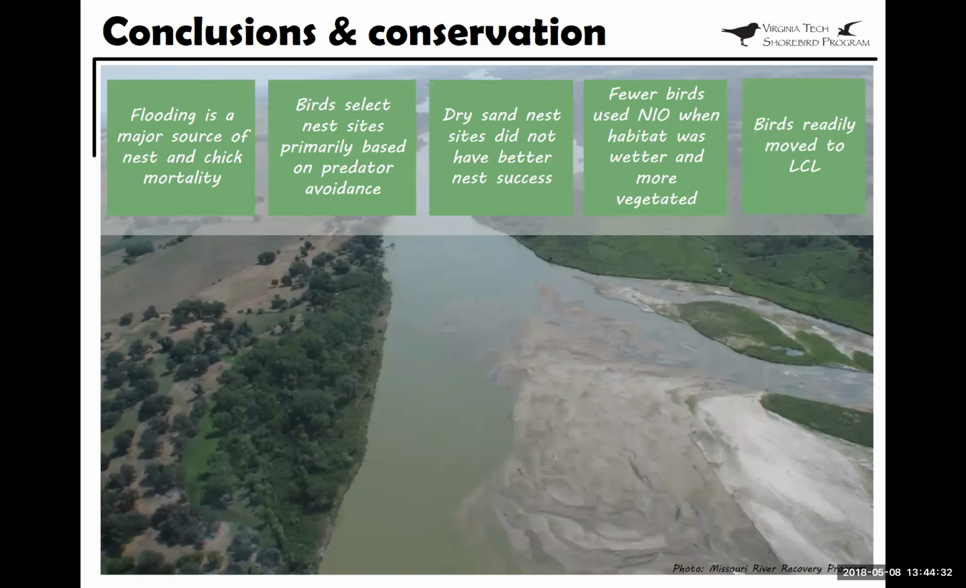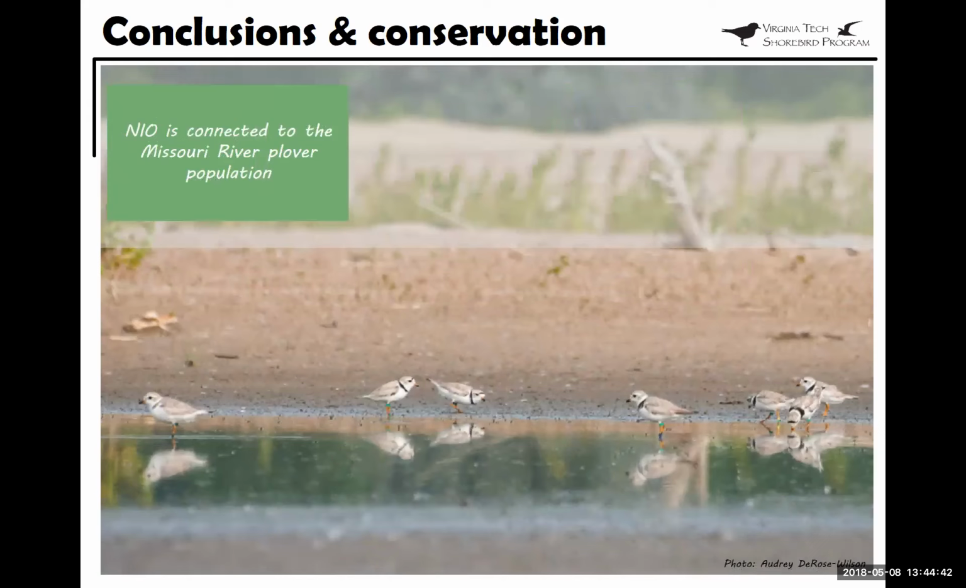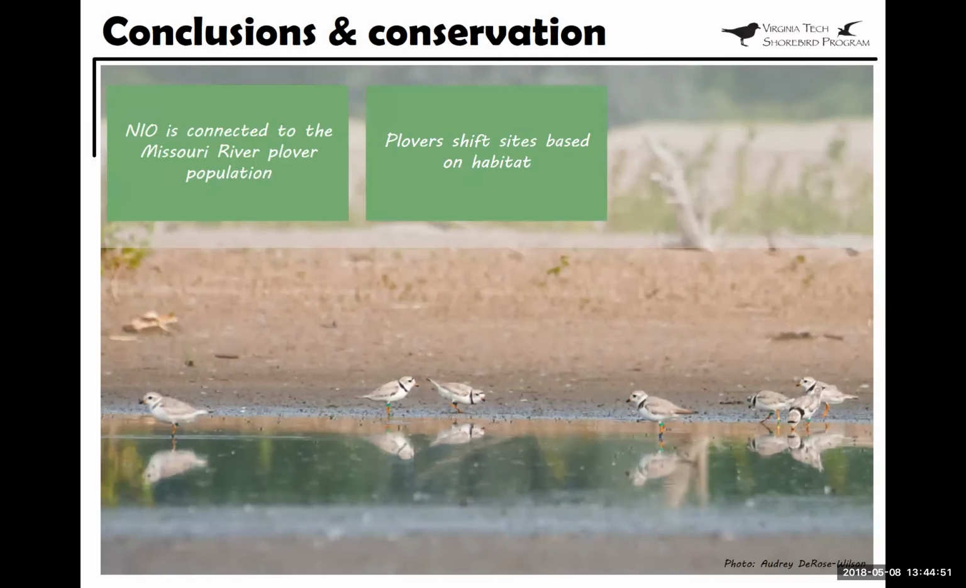So concurrent with the Niobrara habitat decline, habitat creation on Lewis and Clark Lake provided abundant, high-quality habitat, those tall, dry sandbars for birds. The interchange of birds among breeding sites shows that the Niobrara is connected to the Missouri River population, which is expected for species that occupy early successional habitats.